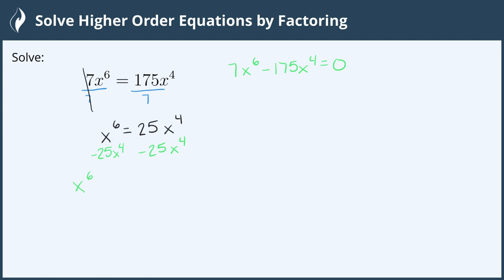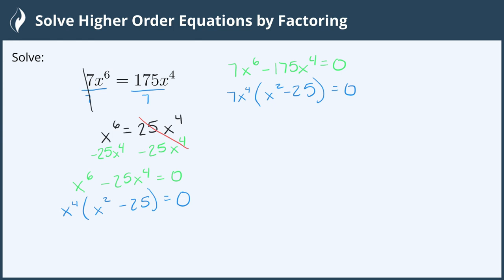25x to the 4th, leaving us with x to the 6th minus 25x to the 4th. And on the right side, these cancel out, which leaves us 0. On the right-hand equation, if you end up subtracting the 175, we would then factor out the greatest common factor, which is 7x to the 4th, leaving us with x squared minus 25, and this equals 0. On the left-hand side, we can factor out the greatest common factor, which is x to the 4th, leaving us with x squared minus 25 equals 0.